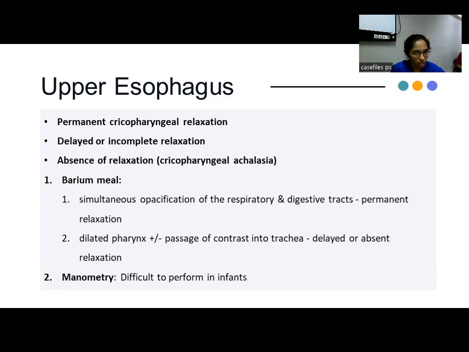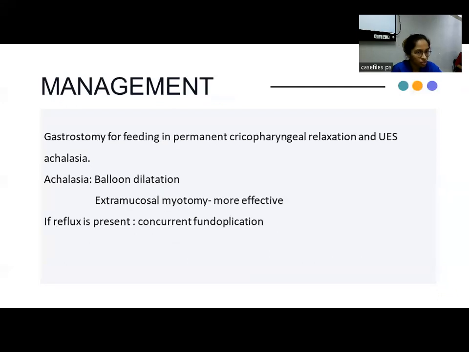In the barium study of patients with a permanent relaxation of the cricopharynx, there will be simultaneous opacification of the respiratory tract as well as the digestive tract because of aspiration. And in patients with delayed or absent relaxation, as in the case of cricopharyngeal achalasia, they will have a dilated pharynx, upstream dilatation will be there, with or without passage of the contrast into the trachea. And manometry, however, as discussed, can be difficult to perform in infants, especially when we have to study the cricopharynx.